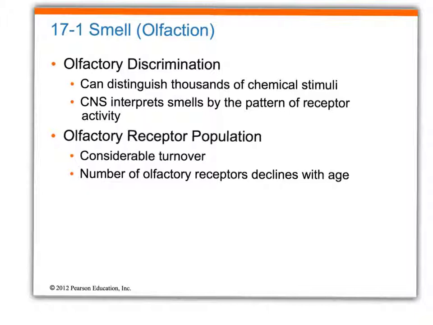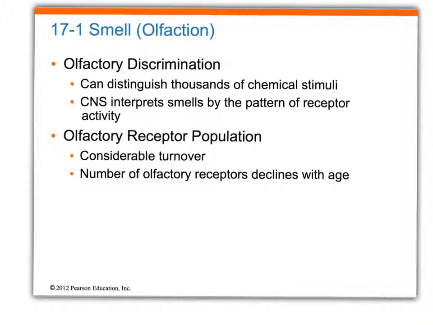That's the kind of olfactory discrimination that your sense of smell gives you, and the way it gives it to you is by having different combinations of odorant molecules. There are probably thousands of odorant molecules that we can discriminate.